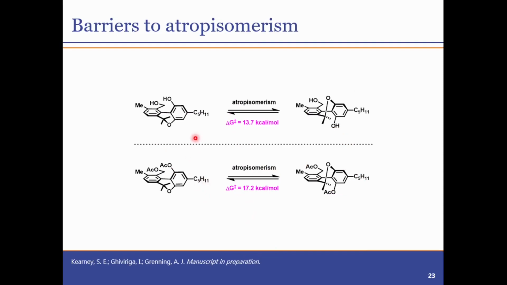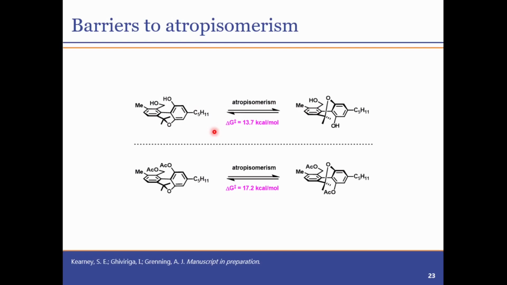What we found is the energy barrier for the equilibration of each enantiomer for the diol species was about 13.7 kcals per mole. So for reference, at room temperature, there's about 20 kcals per mole worth of energy. So the fact that this is lower than 20 kcals means effectively that at room temperature, this atropisomerism process is happening very readily, very quickly. These molecules are interconverting rapidly between the two different conformations.